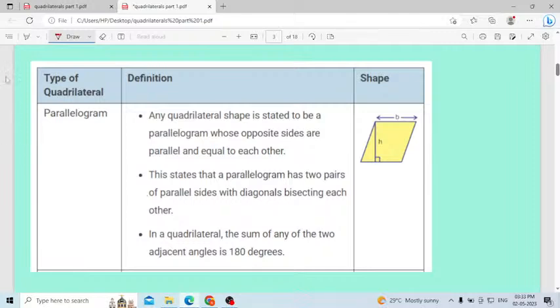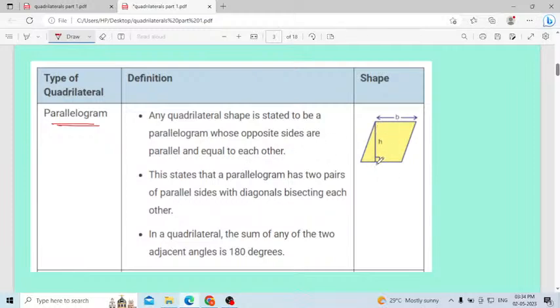Okay. Next one, types of quadrilateral. First one, parallelogram. Here, consider this figure. The parallelogram contains four sides. Any quadrilateral shape is stated to be a parallelogram whose opposite sides are parallel and equal to each other. Here, opposite sides are parallel.